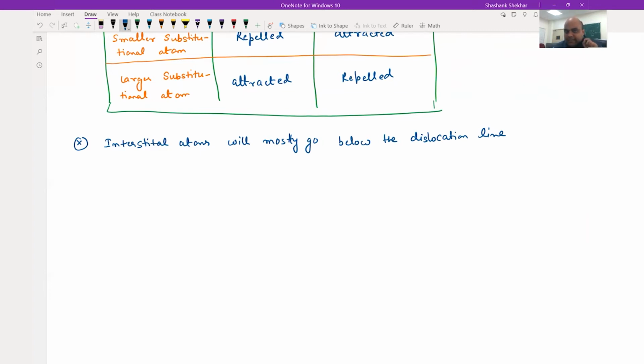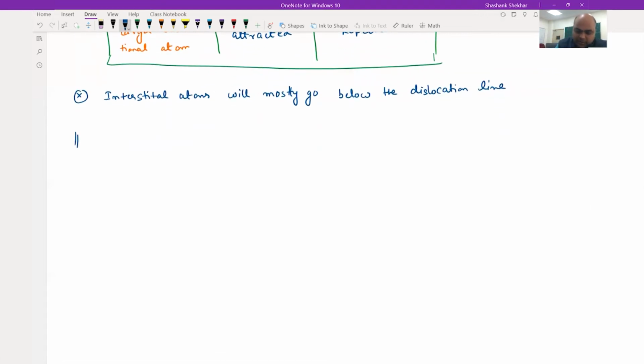Now, since they are sitting there and being attracted towards the dislocation, if I want to move the dislocation, you have to remove those atoms from there, right? And this will require an extra amount of energy or extra amount of stress, isn't it? So that we can cause further plastic deformation in the material.